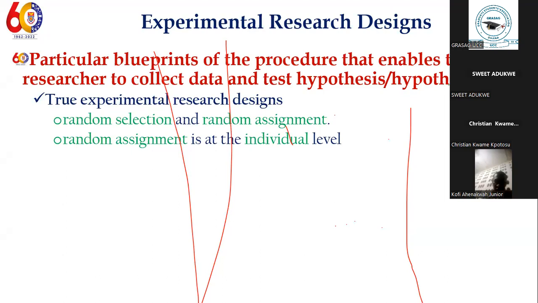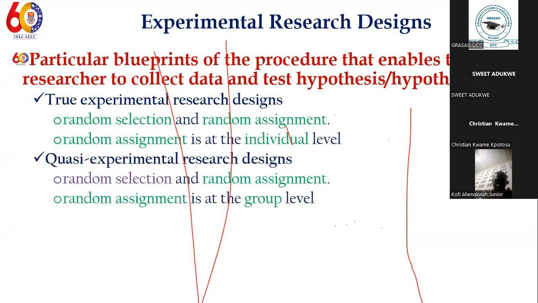Then there is the issue of quasi-experimental research designs. In quasi-experimental research designs, I want to be careful here, because people say that there is no random selection, but there is random assignment. And they base on the issue of randomization to distinguish between true experimental designs and quasi-experimental designs. But literature will tell you that it is not always the case that in quasi-experimental designs there is no random selection.